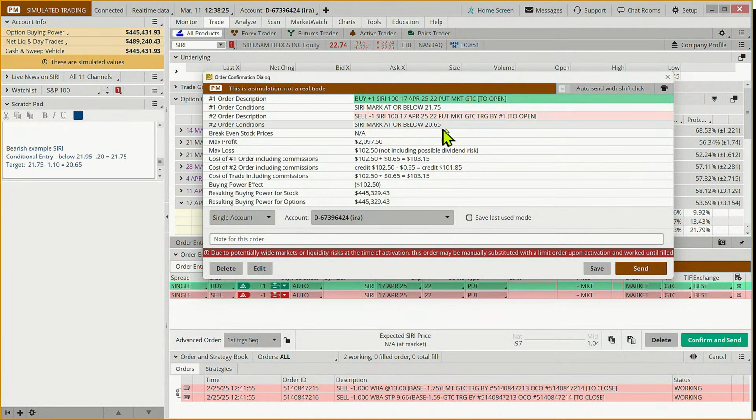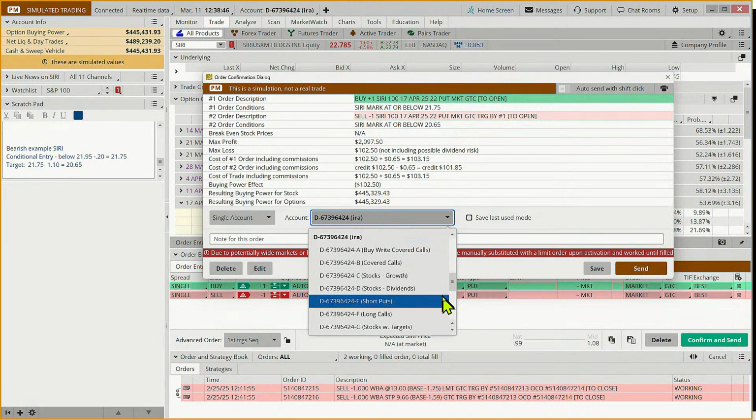If it goes down another $1.10, or when it goes down another $1.10 and gets to 20.65, we would like to buy it back. And it's saying here our max profit would occur if the stock went to zero. How much could we lose? The entire amount we're paying to buy the put.